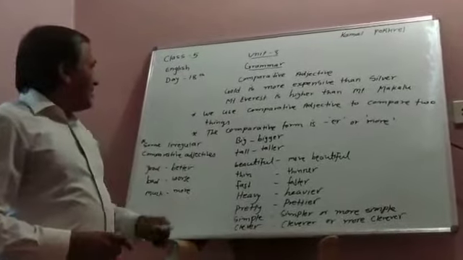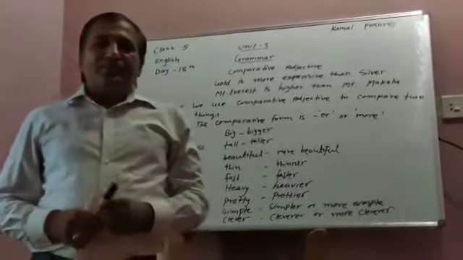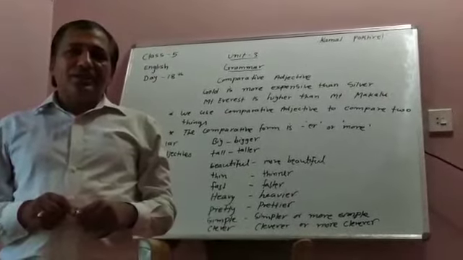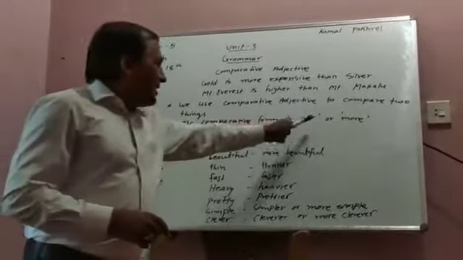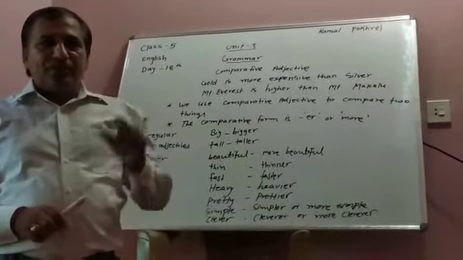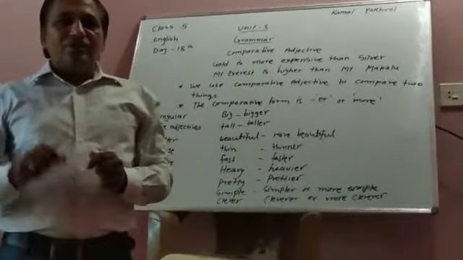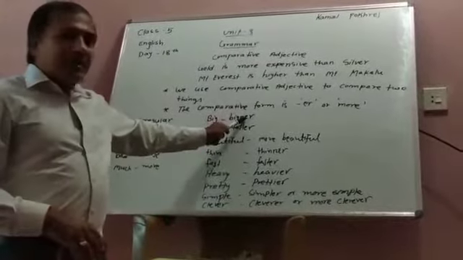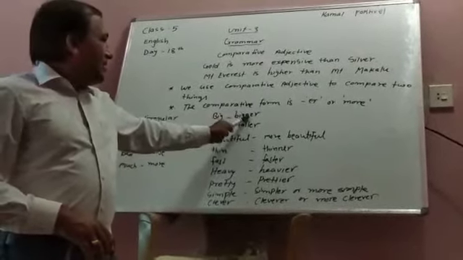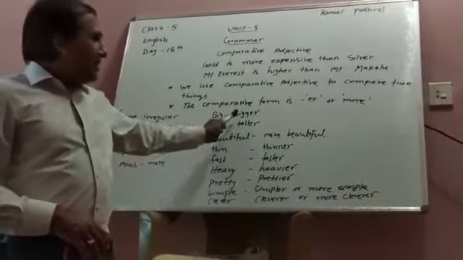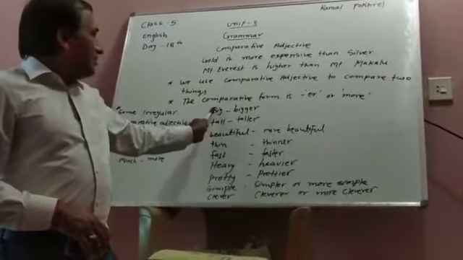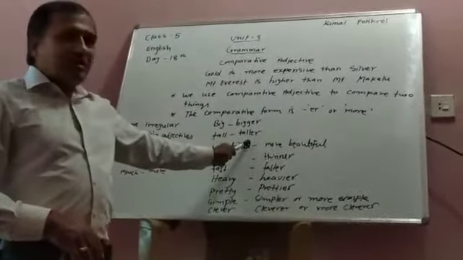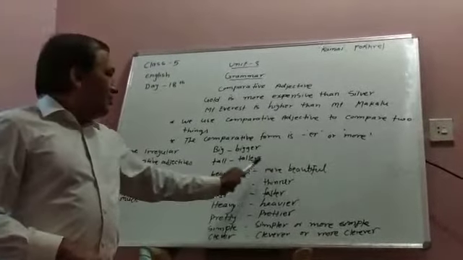Here are some examples of comparative adjectives. Comparative adjectives are formed by using er or more. We add er, or we use more before the adjective. There are some examples. Big, bigger. Bigger is made from big by adding er to big. Tall, taller. Beautiful, more beautiful.